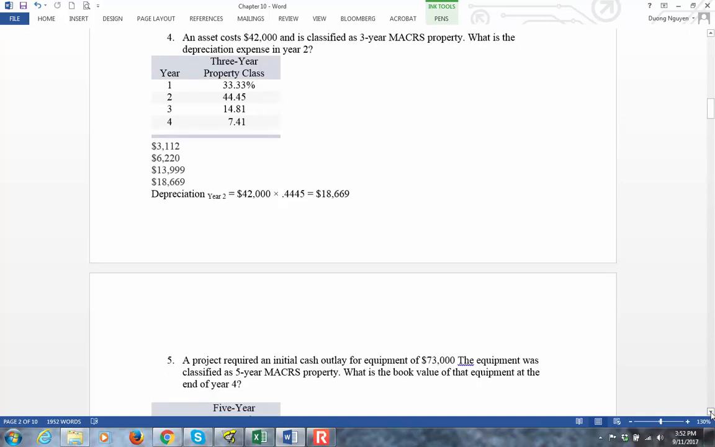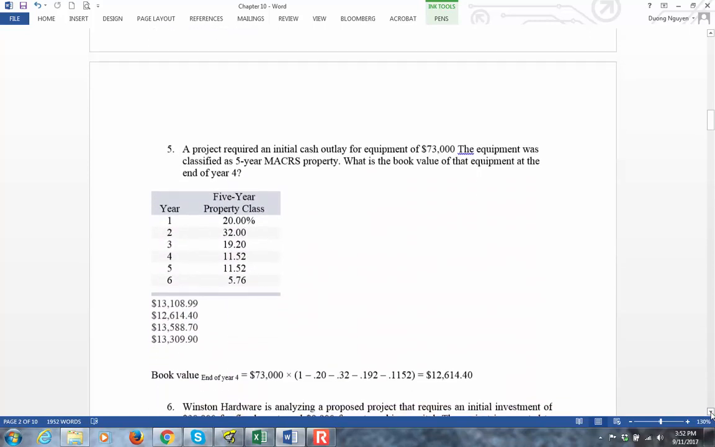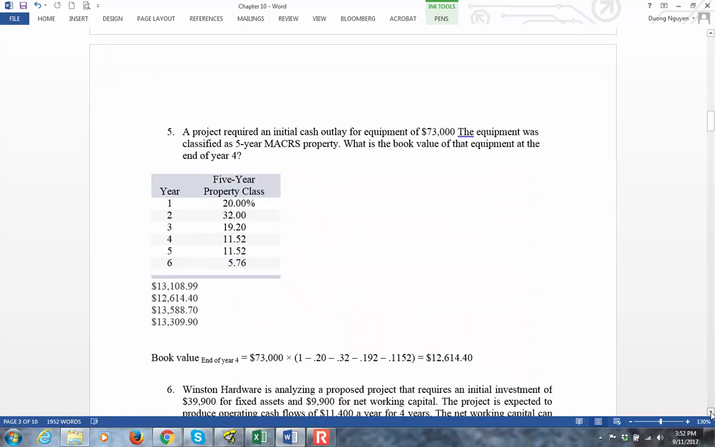Question number 5. Now this is a 5-year MACRS property. What is the book value of the equipment at the end of year 4? So at the end of year 4, the company has used 20% of the book value in the first year, 32% in the second year, 19.2% in the third year, and 11.52% in year 4.